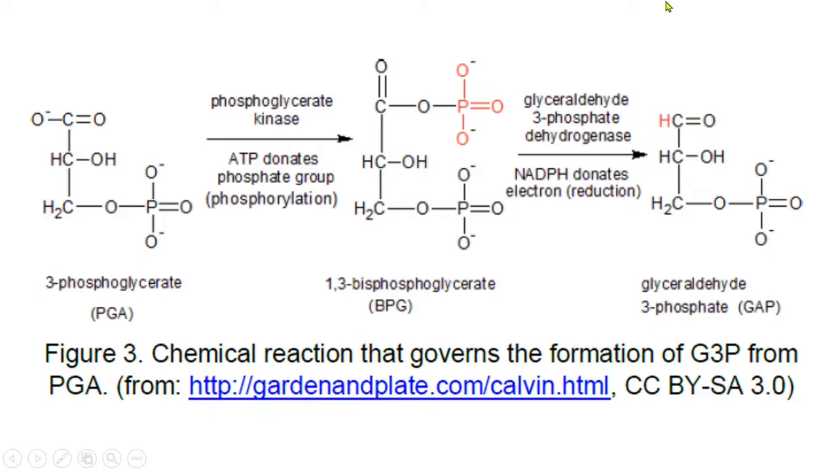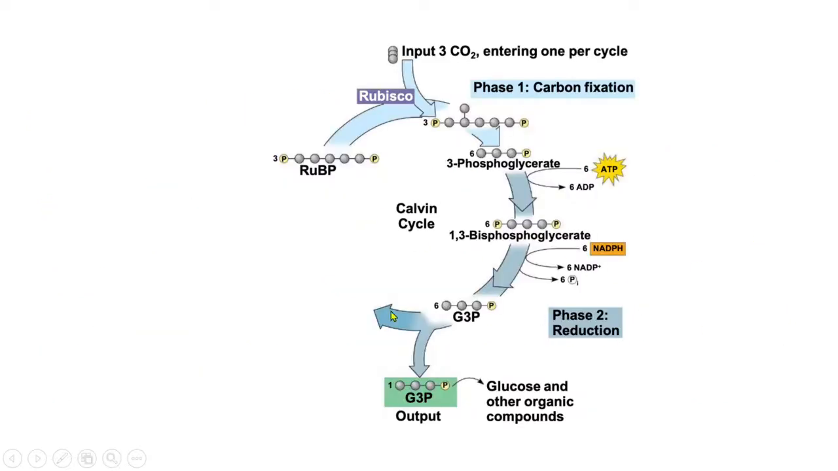The phosphate becomes inorganic phosphate and is removed. And then the hydrogen will be here producing an aldehyde. That's why its name becomes glyceraldehyde 3-phosphate or G3P. So I hope you were able to take note of this. Now, after this, we are already done with the carbon fixation phase and the second phase, which is the reduction phase. We now go to the next one.